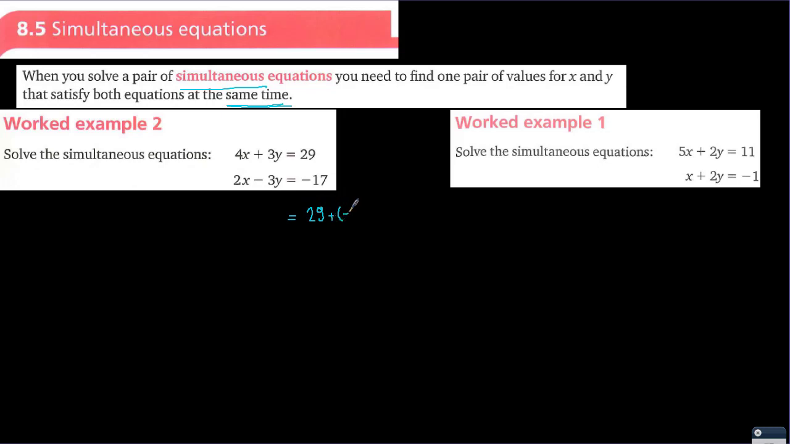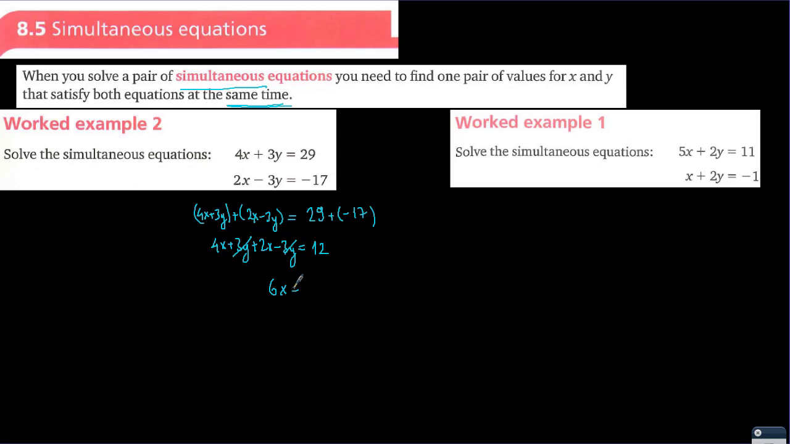29 plus minus 17. So I add this side, and on the other side I have 4x plus 3y, and I am adding 2x minus 3y. Now I have to open the parentheses to get rid of the minus signs. 4x plus 3y plus 2x minus 3y is equal to 29 minus 17, which is equal to 12. So here, as you see, plus 3y and minus 3y simplify each other. Only the terms with x remain.